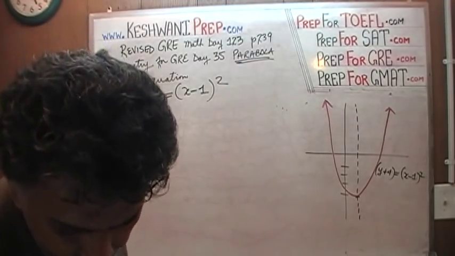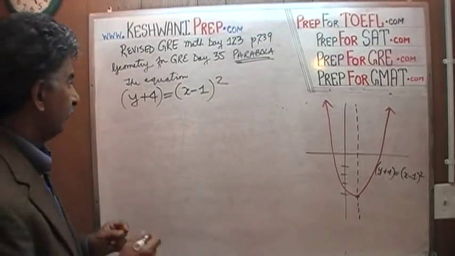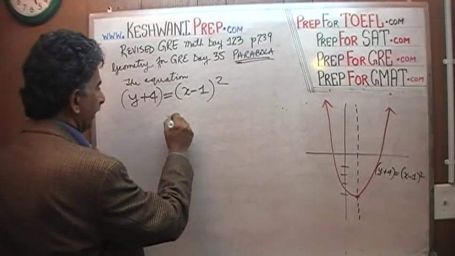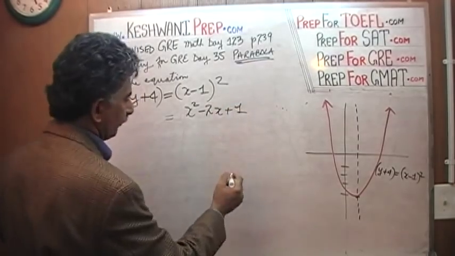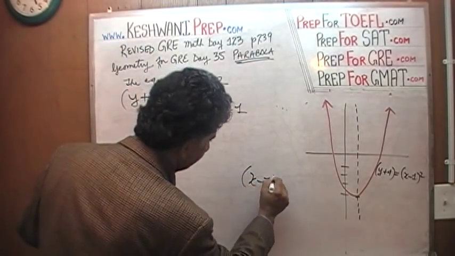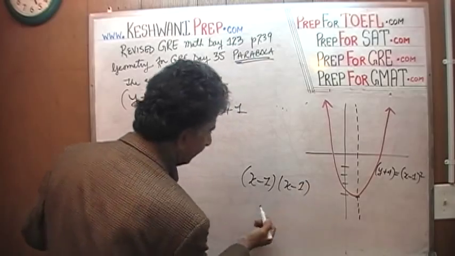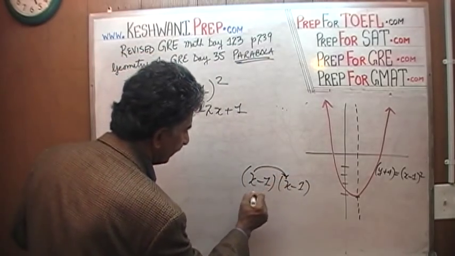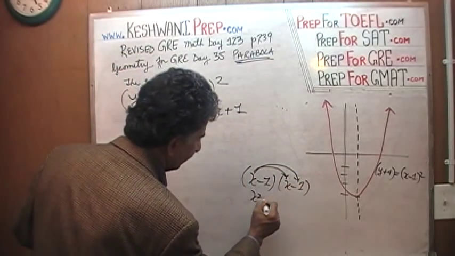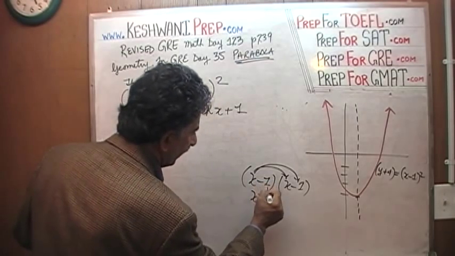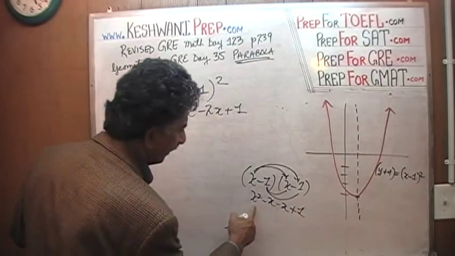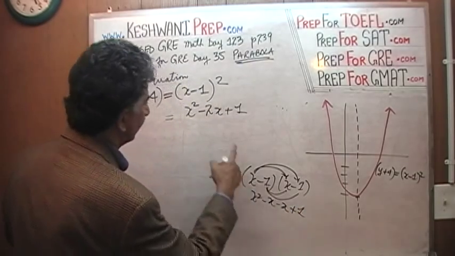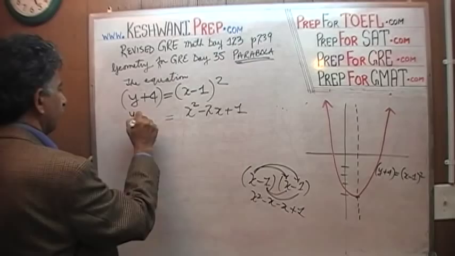Now let's open this thing, simplify it, and see what it comes out to be. Here we're going to get x squared minus 2x plus 1. For those of you who do not know how to do this, just FOIL it: x squared, x times minus 1 is minus x, minus 1 times x is negative x, and negative 1 times negative 1 is positive 1. So we get x squared minus 2x plus 1, and on the other side, y plus 4.